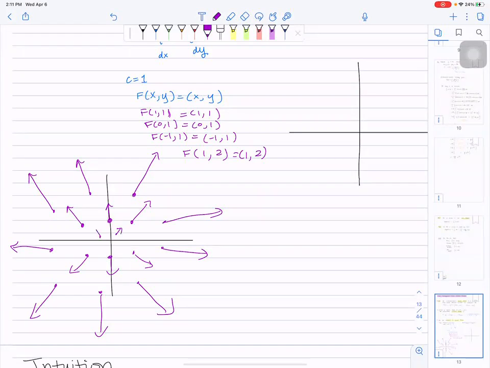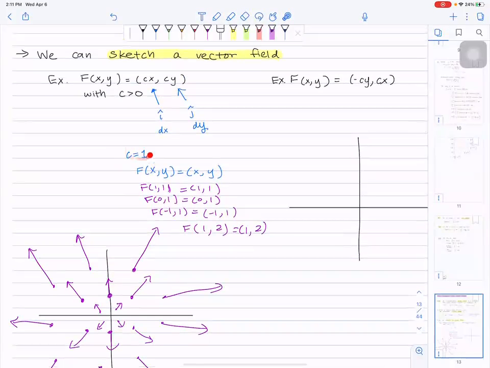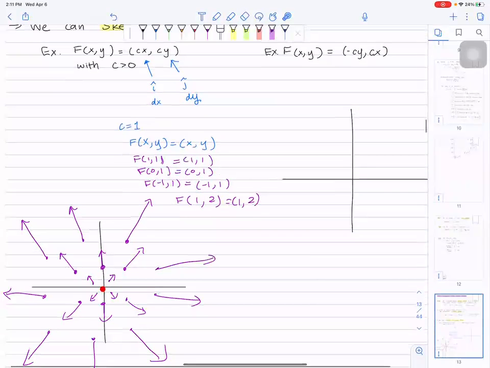Right now we're saying C is 1. But if C is 2, then all of these would just be multiplied by 2, and it would be the same pattern showing up. By your definition, f of xy is xy, so at 0, 1 it's just 0, 1. Why did you choose 0? Oh, I'm just testing points to see at certain points what the vector looks like, so that I can see the overall pattern.